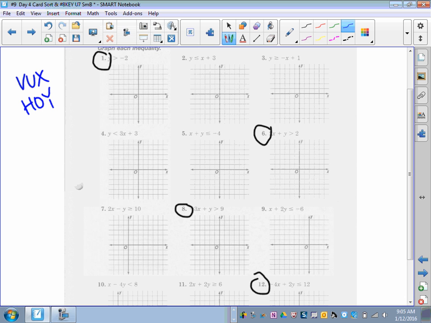Alright, so we see it's just a y, so we know it's going to be a horizontal line. And it's at -2. So I want to go on my graph to where y is -2, which is right there. I'm going to have a horizontal line going through there. Now, is this a dotted or a solid line? Dotted. So there's my dotted line.